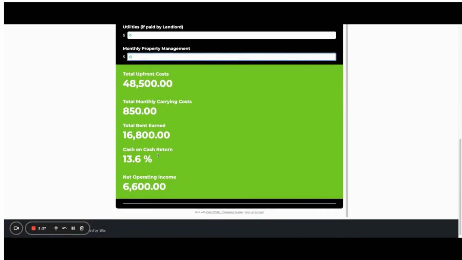It's going to calculate your cash on cash return, which is 13.6 for this property. I can't tell you if 13.6 is good or bad because it's going to depend on every investor and how quickly you want to get your cash back. Cash on cash return is simply, we put in $48,500, and I can expect to get 13.6% of that back in year one. Net operating income, I'm going to get $6,600 in net profit from this property each and every year.